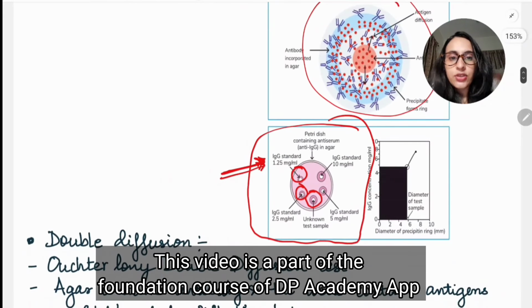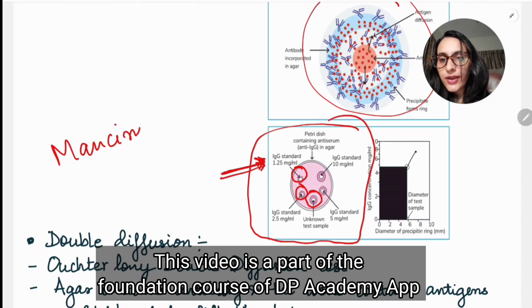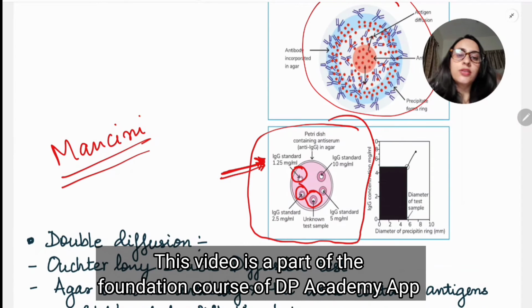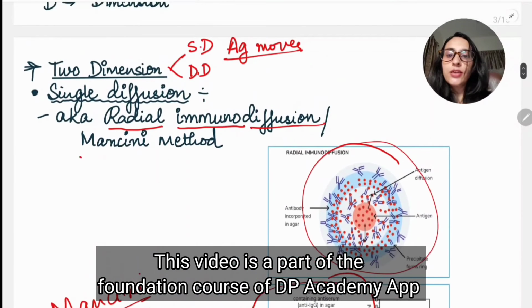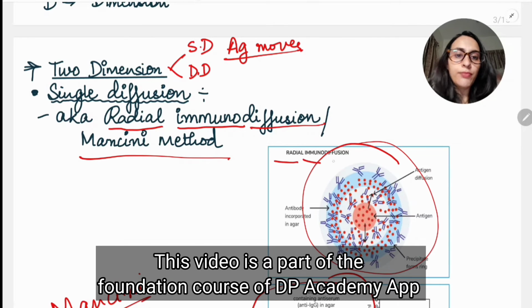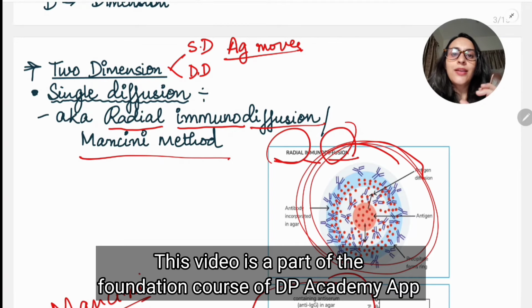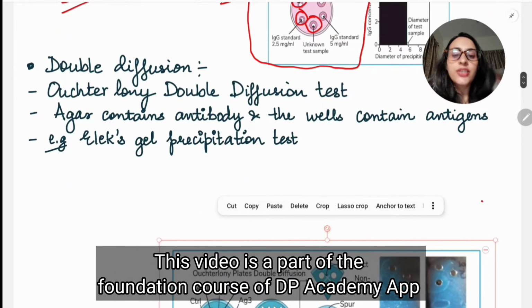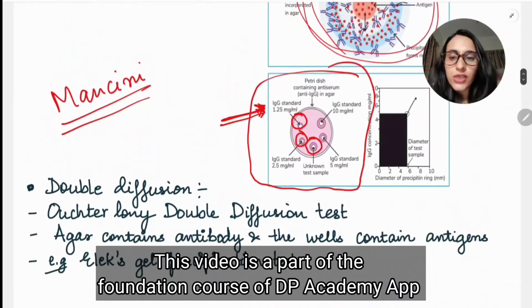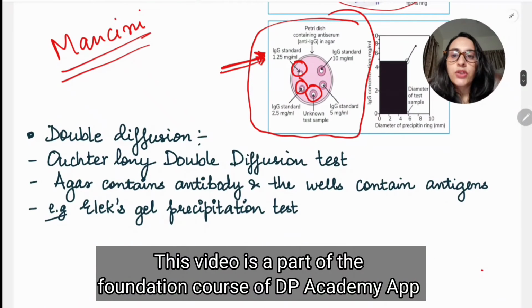So this reaction is known as the Mancini reaction, Mancini method. This is the Mancini method for single diffusion. That is also known as radial immunodiffusion. It is an example of diffusion, and here you can see circles. So the precipitate reaction forms a ring. That is why it is radial immunodiffusion. The Mancini method is for single diffusion.